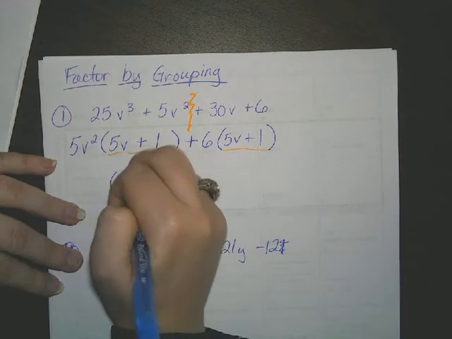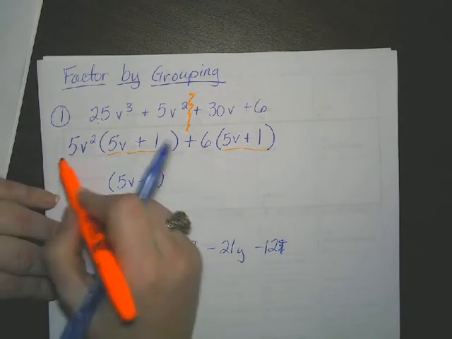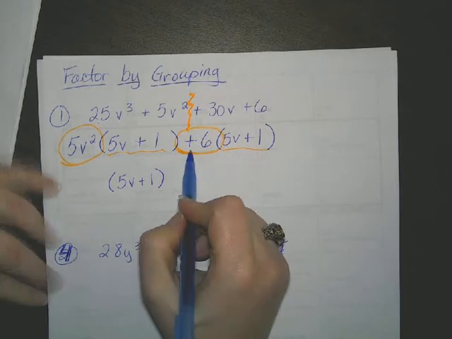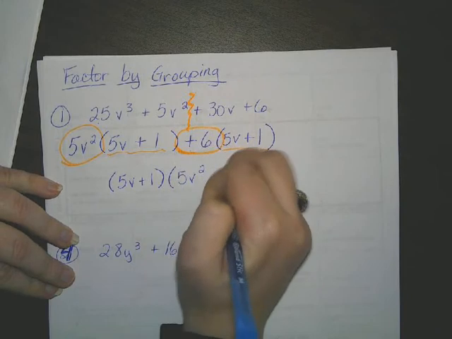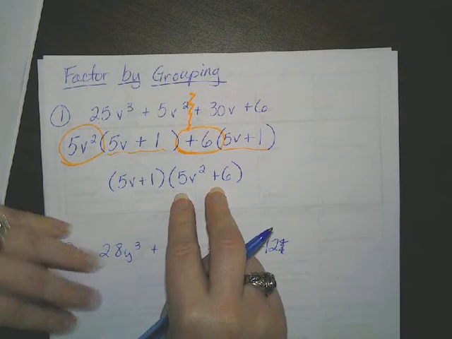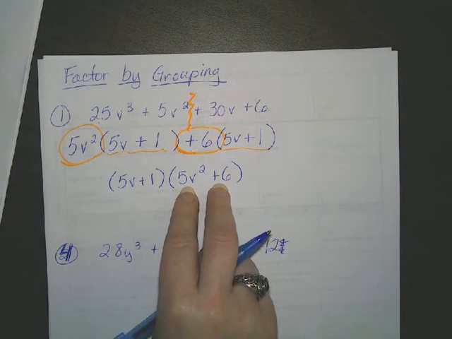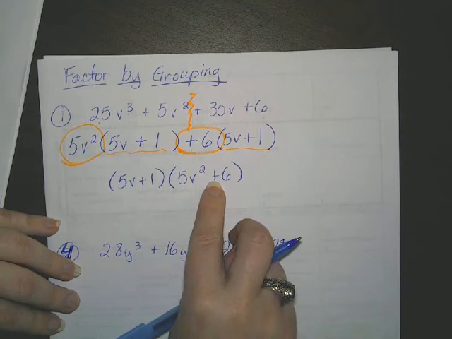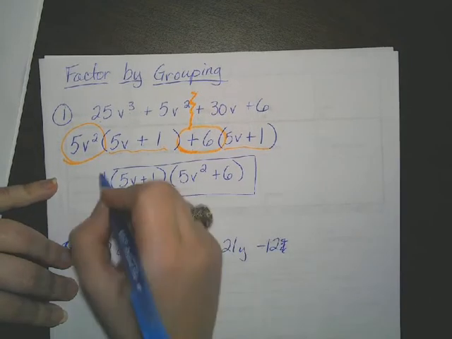We're going to write down what they both have first. Then our second binomial will be the stuff that's left over on the outside. Notice you have to include the sign with it. So that would be 5v squared plus 6. Now 5v squared plus 6, then we look at our quadratic. Can we factor that? In this case, no, you can't. Because there is nothing that will multiply to give me 6 and add to give me a 5 in there. So this would be our answer. Factor by grouping, cut it in half.